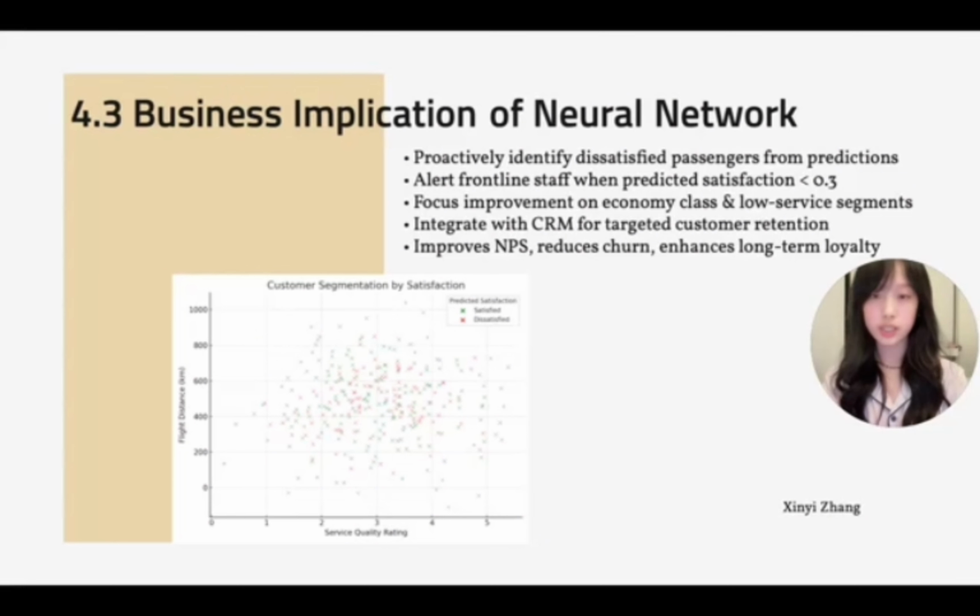Moreover, we observed that dissatisfaction is often linked with economy class and low service quality ratings. This allows the airline to prioritize service improvements for specific flight classes or routes. In day-to-day operations, this model could integrate with CRM systems to flag high-risk customers, improve net promoter scores, and reduce churn. Overall, it's not just a prediction tool, it's a strategic asset that supports customer retention and revenue protection.